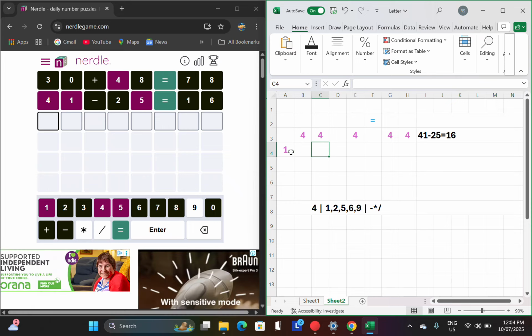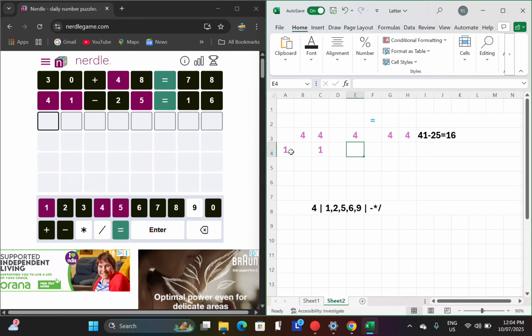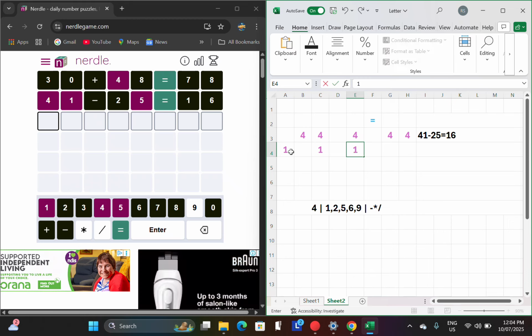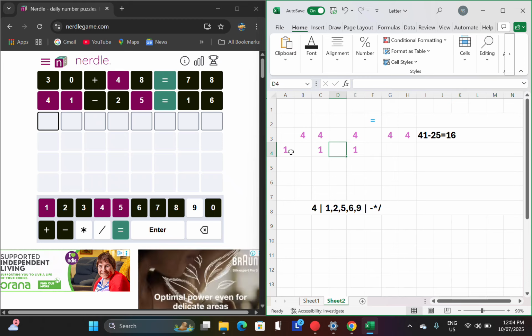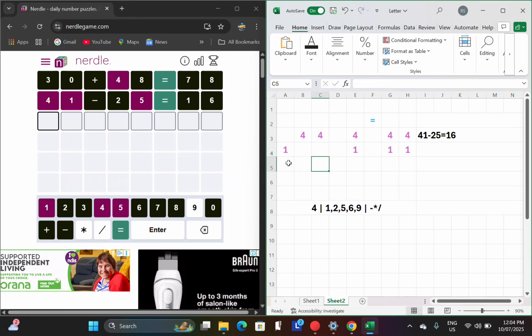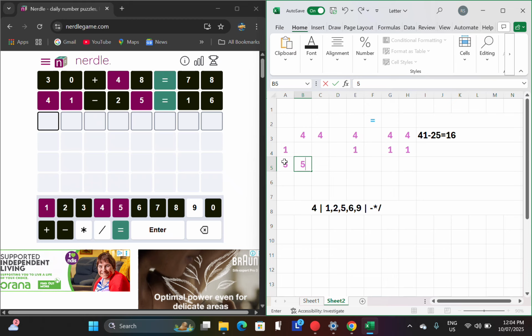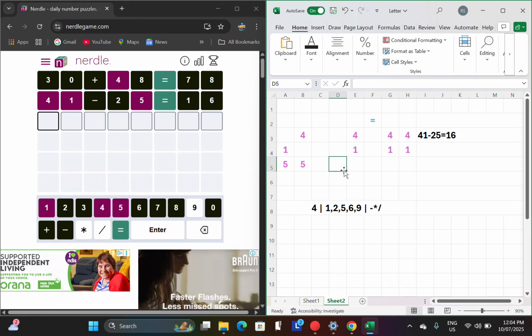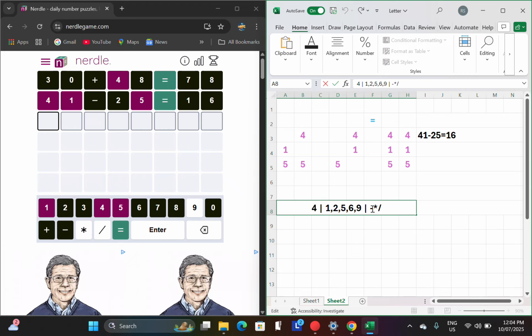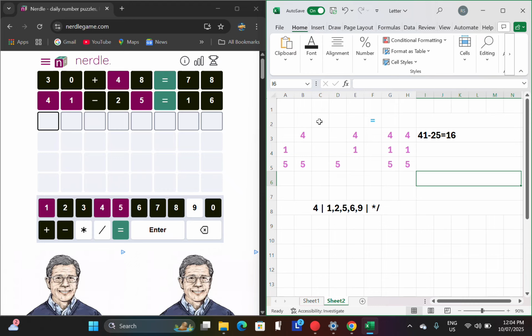So 1 could be either first, third, or fifth. Okay, so the fifth, or the seventh or eighth spot. But number 5 could be either first, second, fourth, seventh, or eighth spot. So plus and minus are not in the solution. So I'm going to use a division sign. I don't know. So I'm going to write it down.